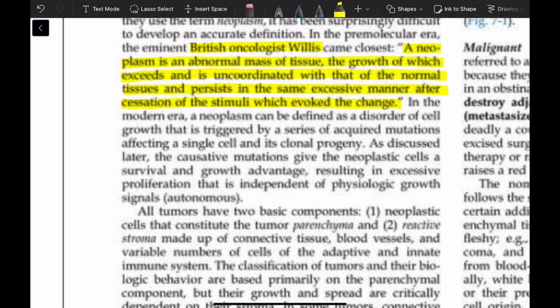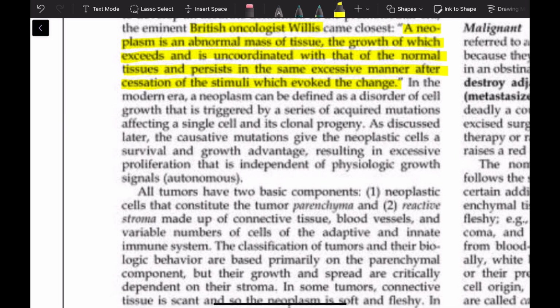Something that we need to understand about neoplasm is that it is not just one single genetic mutation. It is a combination of mutations. First, we'll have an initiator mutation, and then there are driver mutations that add on to this initiator mutation to cause the cell to get into malignancy. As discussed later, the causative mutations give the neoplastic cells a survival and growth advantage, resulting in excessive proliferation that is independent of physiologic growth signals.